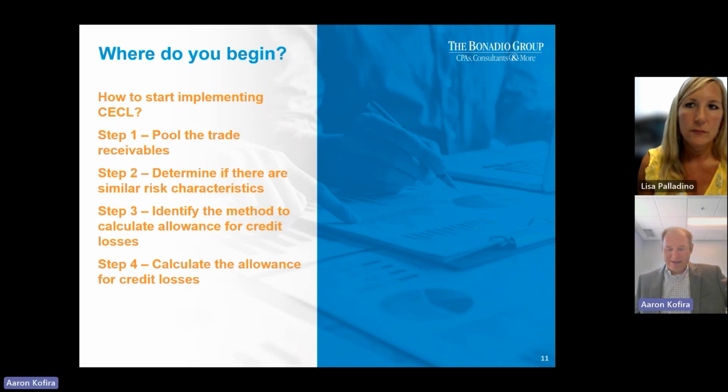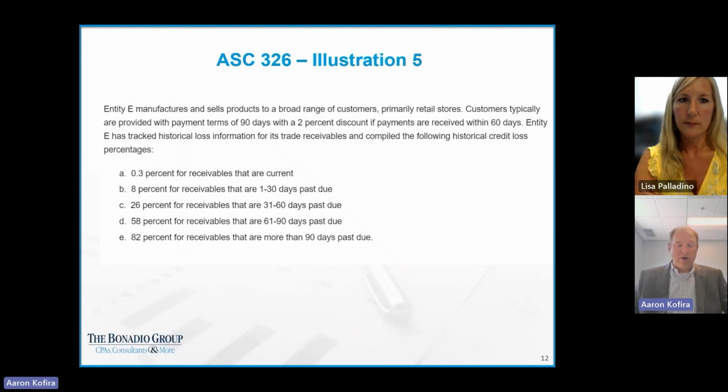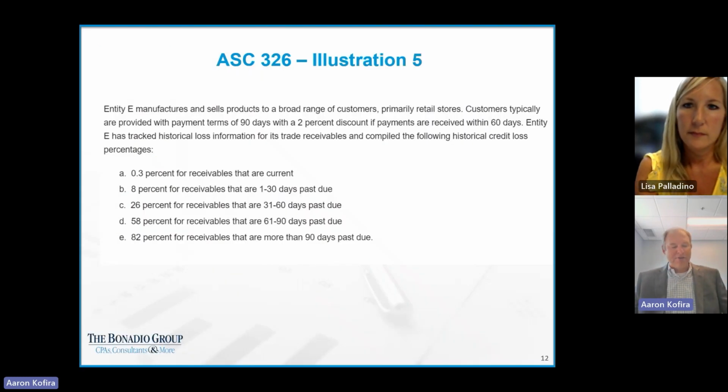And then ultimately, in this example, it's going to be a receivable method. You're going to use the aging metrics, and then go ahead and calculate that based on your understanding and the analysis that you've performed on the overall population.